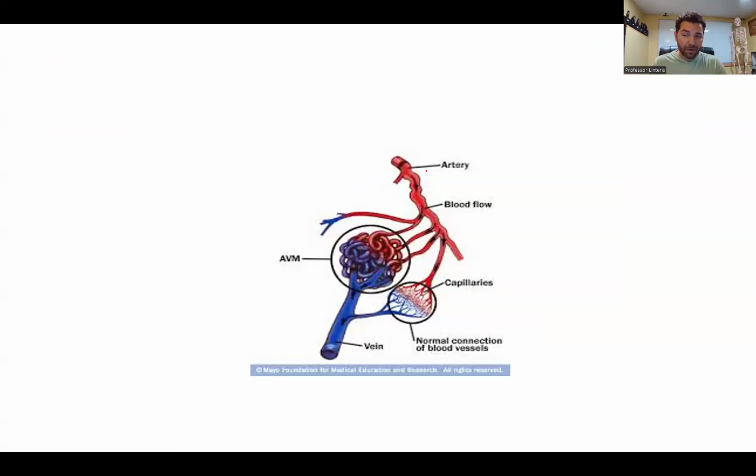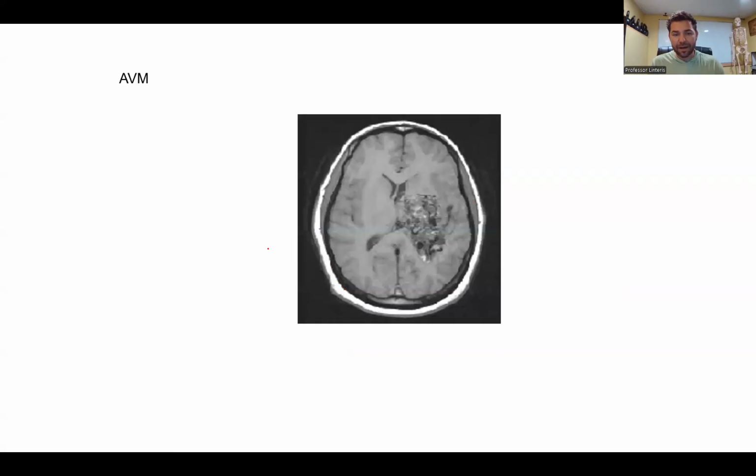Here we have something called an arteriovenous malformation, also known as an AVM. It's a vascular issue where you have basically poor formation of capillaries. This is what it would look like in the brain. You can see this region here. Abbreviating it is totally fine. An AVM.